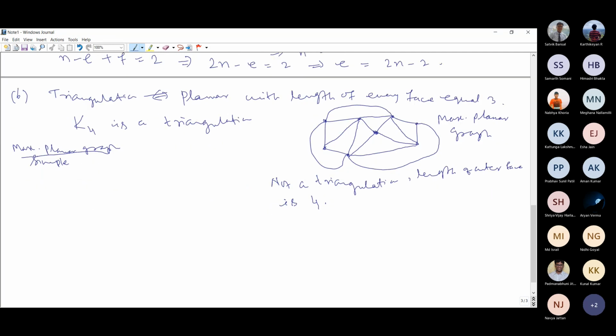And what about a triangulation? I have already told you that K4 is one example of a triangulation, right? That K4 you can draw like this, and you just look here, the length of every face is equal to 3. This is one example of a triangulation. Like this, you can draw many triangulations.